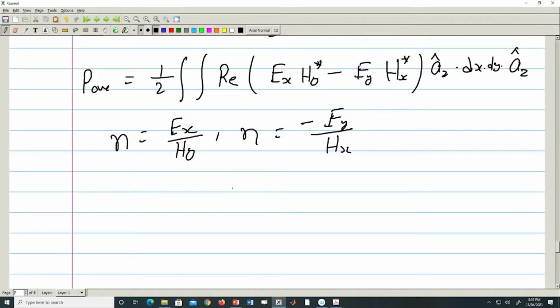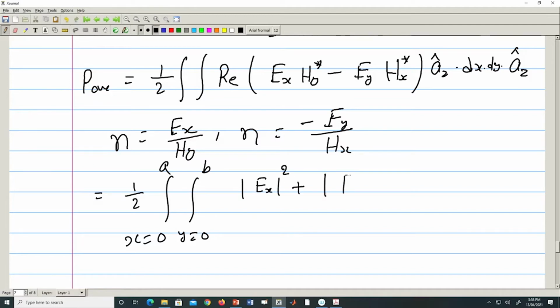Power average will be 1 by 2, and this is the integration over dx and dy. We will do first y and then x, with x equal to 0 to a, y equal to 0 to b, of mod of Ex square plus mod of Ey square divided by eta, dy dx.